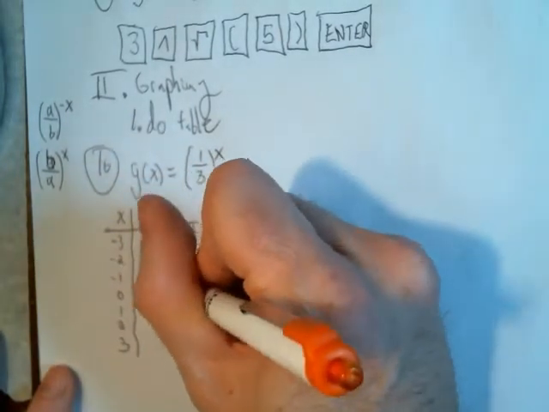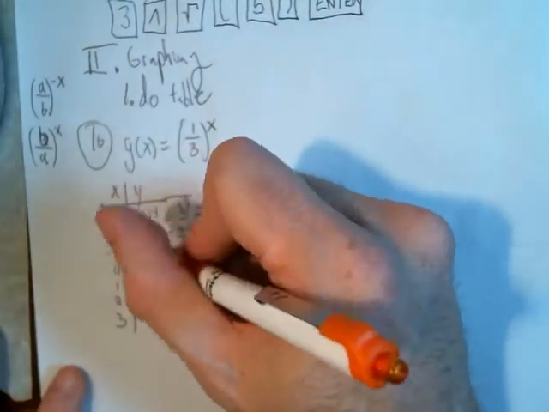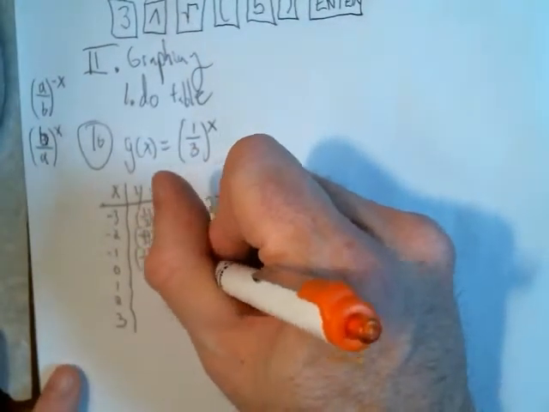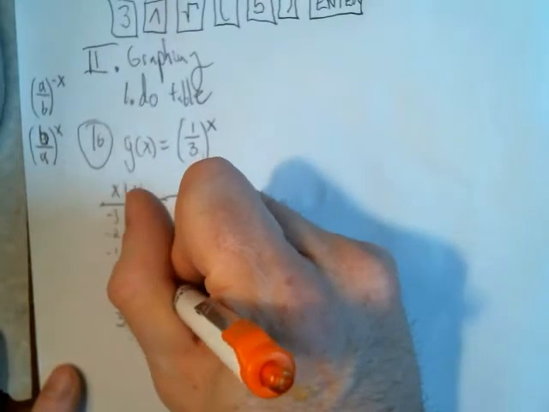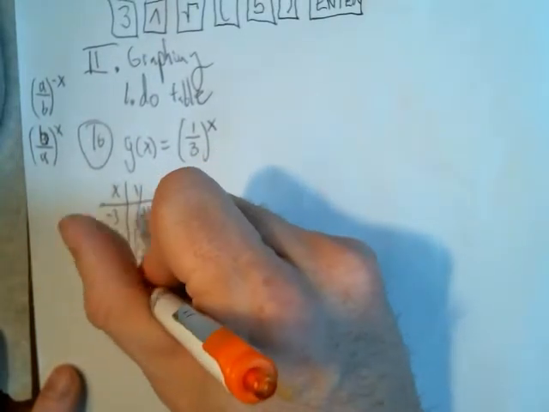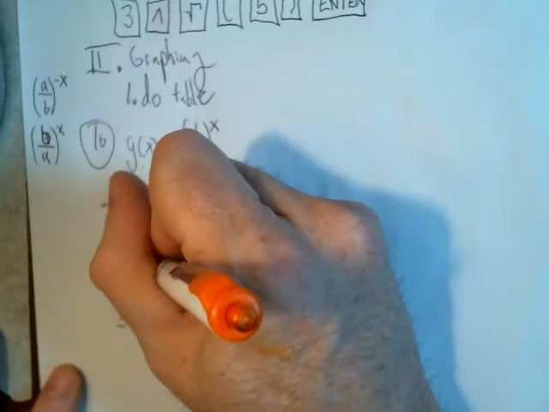Sorry if these are too small to see. I'm sort of smushing this in, I know. 1/3 to the negative 1 is 3. And then anything to the 0 power except 0 is going to be 1.